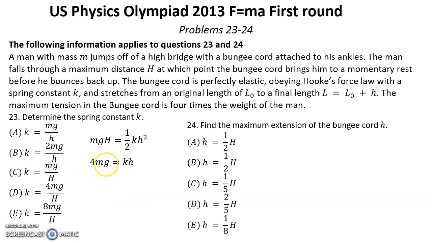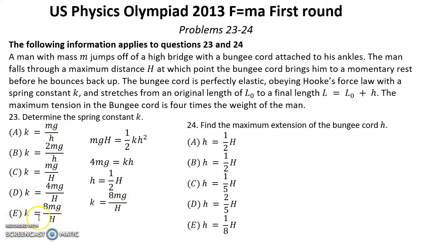Now let's divide the first equation by the second equation. This will give us that small h equals 1/2 big H. And the last step, we can put this small h into the second equation and find that k equals 8 mg over big H.